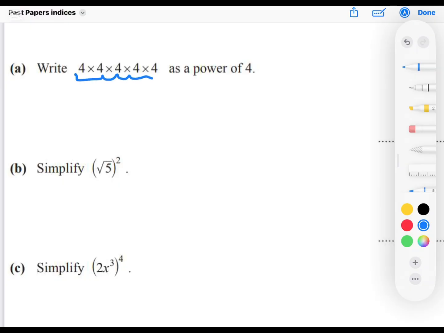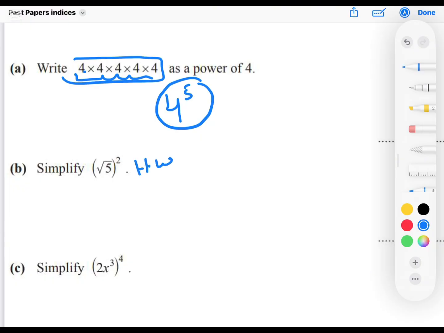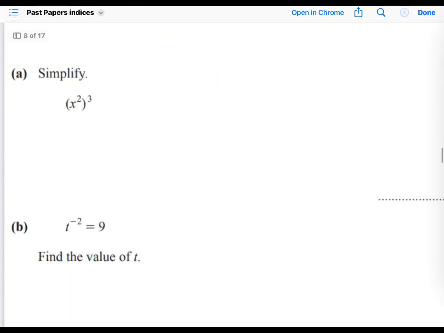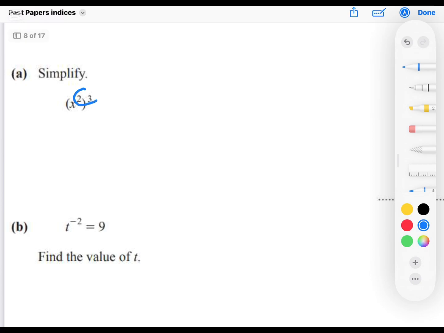4 4 4 4 4 as a power of 4, so we have to write this number as a power of 4. How many 4 we have? 5. So I will write 4 raised to the power 5. That's it. That's a simple answer. Now again the same question. This is homework for you. This question is also homework for you. That's a very simple question. So again you can see power to power, what we have to do, we have to multiply. Rule says, so x power 2 multiplied by 3, so x raised to the power 6 will be the final answer.